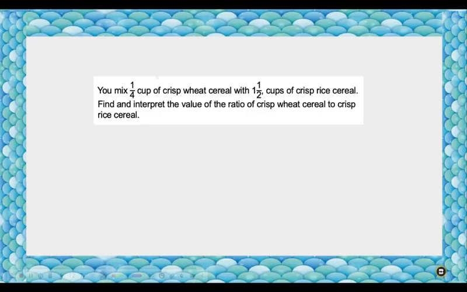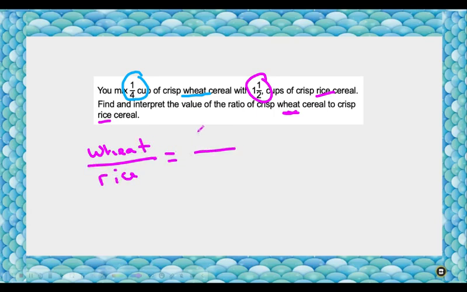So you mix a quarter cup of crisp wheat cereal with 1 1/2 cups of crisp rice cereal. So we're focusing on wheat, which is 1/4, and then we're going to focus on 1 1/2 is the rice. Okay, so we find the value of the ratio of crisp wheat cereal to rice. So the wheat is going to be our numerator and the rice is going to be our denominator. So we have 1/4 cup of wheat cereal divided by 1 1/2 cups of rice cereal.